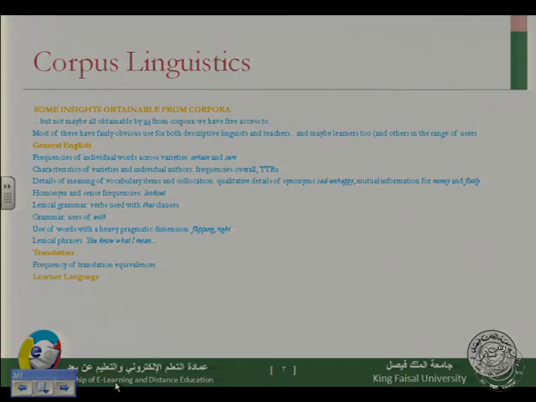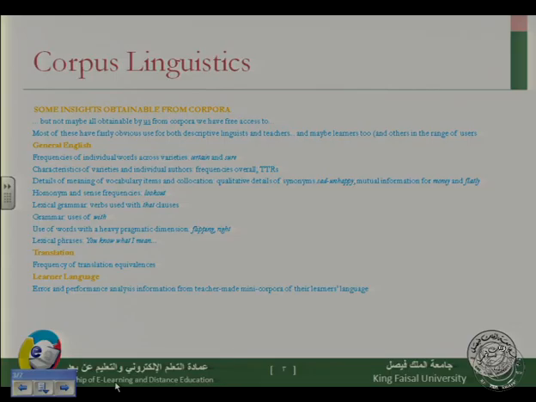Learner language, you want to know the language of the learners, because sometimes our language is not 100% English language. As I said, we have sometimes some problem. So this is called learner language. So the learner language, sometimes they have their own language, slightly different or sometimes greatly different from the English language. So error and performance analysis information from teacher made mini corpora of their learner's language.